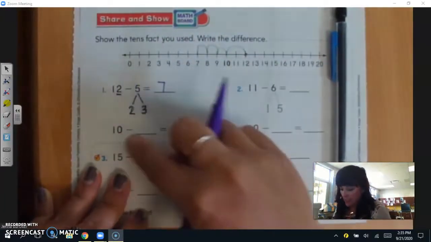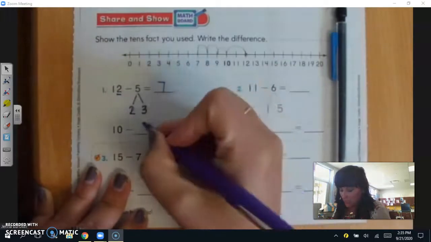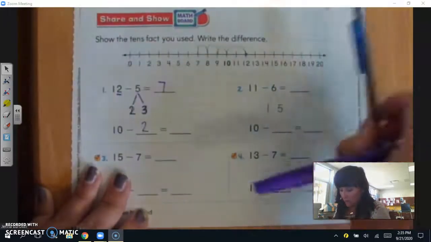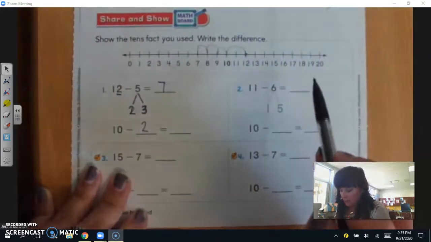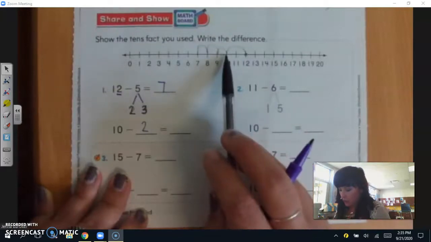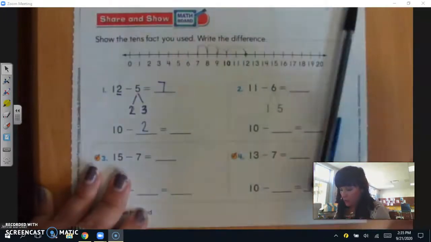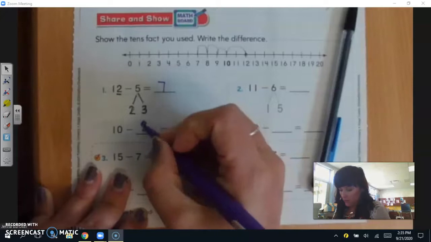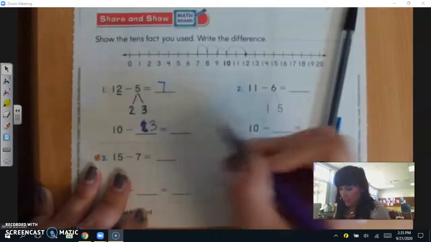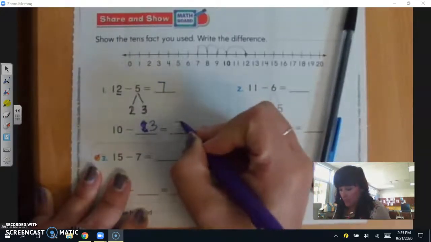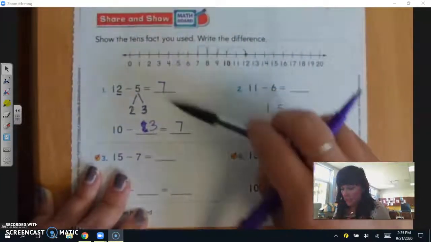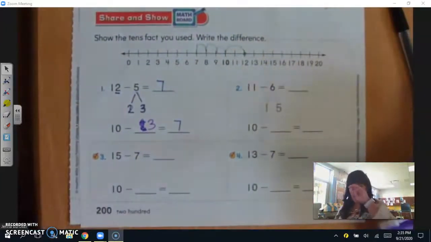Down here, what they want to do is 10 minus 3, sorry guys, 3. 10 minus 3 equals 7. The answers again should match. So let's do that again.